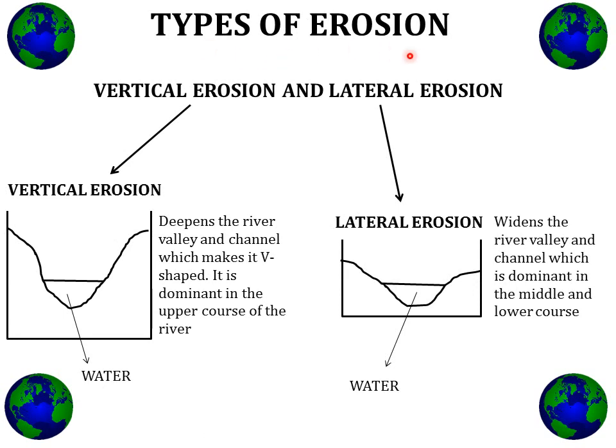Now, types of erosion: there is vertical erosion and lateral erosion. So vertical erosion deepens the river valley and channel, which makes it V-shaped. It is also dominant in the upper course of the river, whereas lateral erosion widens the river valley and channel, which is dominant in the middle and lower course. So vertical, if you think about it, goes downwards, so it deepens the river, whereas lateral goes sideways, so it's making it wider.